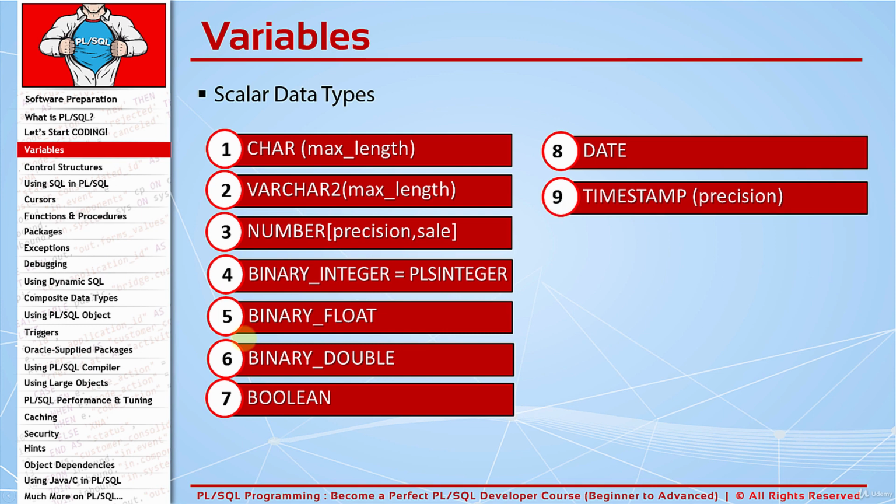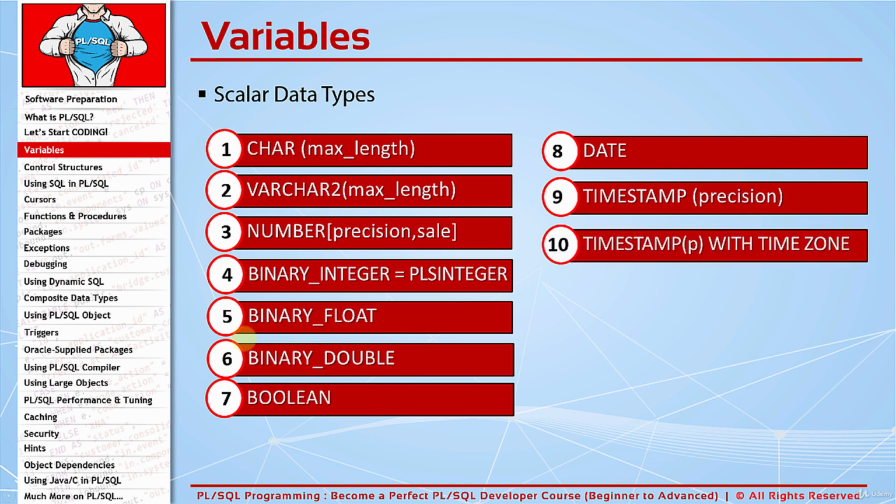And timestamp. Timestamp is an extension of datetime. In addition to date format, it has fractional seconds with the precision that we specify. It's a more detailed date actually. And timestamp with time zone. This data type extends the timestamp data type, including time zone. Time zone is the difference in hours and minutes between local time and coordinated universal time, commonly known as Greenwich time. It has a precision next to the timestamp keyword. This fraction can be between 0 and 9. Default is 6.